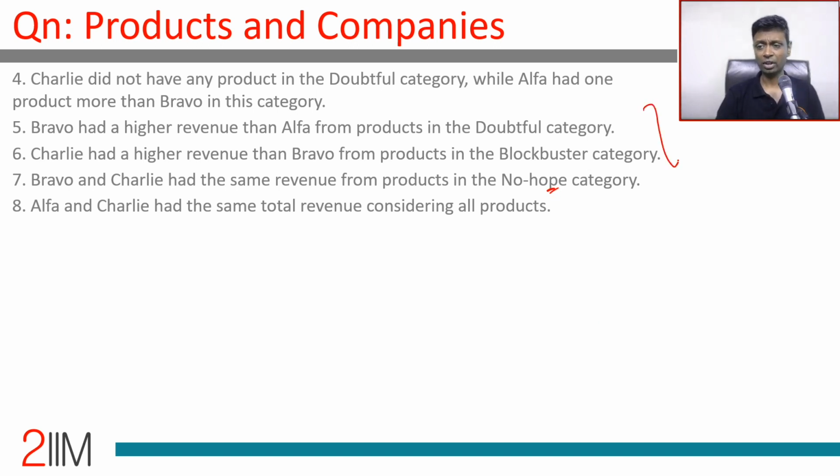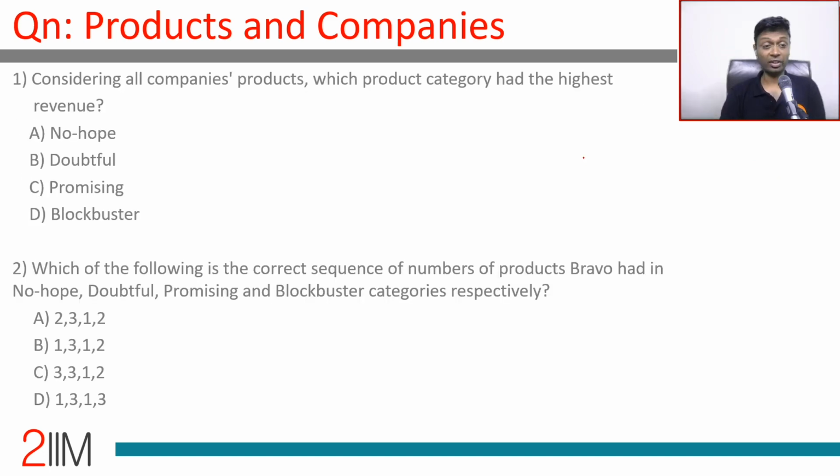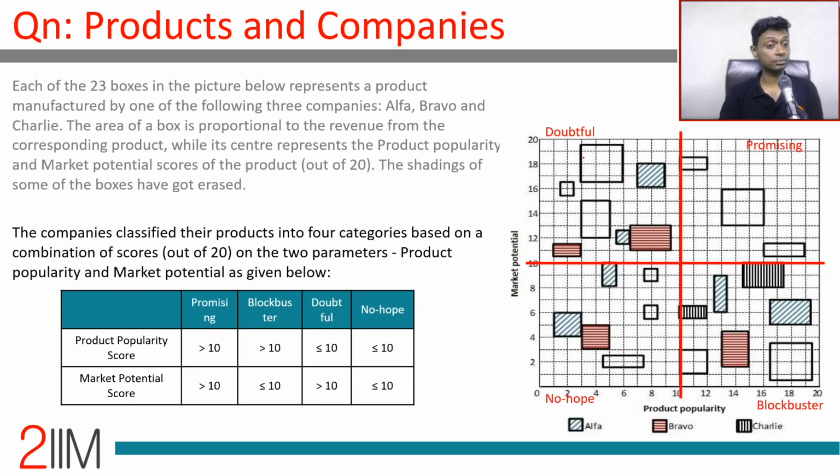And if you notice, these 4 talk about revenue. The first 4 talk about number of products in each category. Right, so let's do the number of products, simplify that, and then we'll go on to the rest. Right, so fine, just outline this, broken into 4 quadrants: doubtful, promising, blockbuster, and no hope. 10 is the breaking point, the cutoff point for each of these.